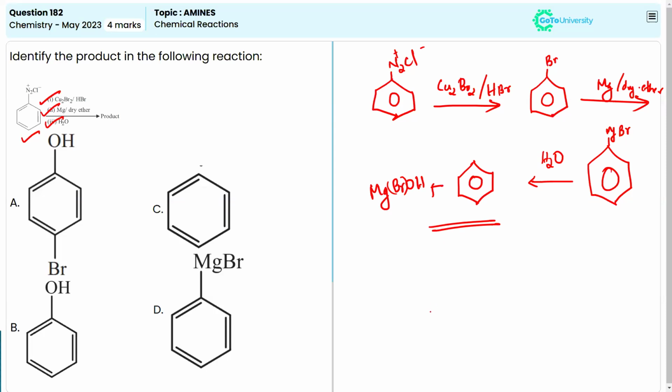Got it? So the product is benzene. So the correct answer is option C. Other products are obtained in between, so we have to find out the product obtained in the last step. After reacting with all three reactants, the product is benzene only. Okay, write it.